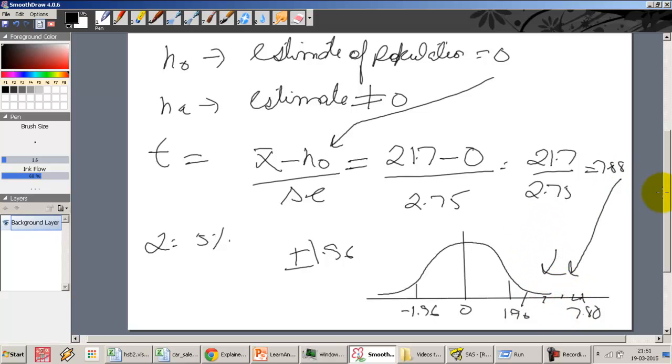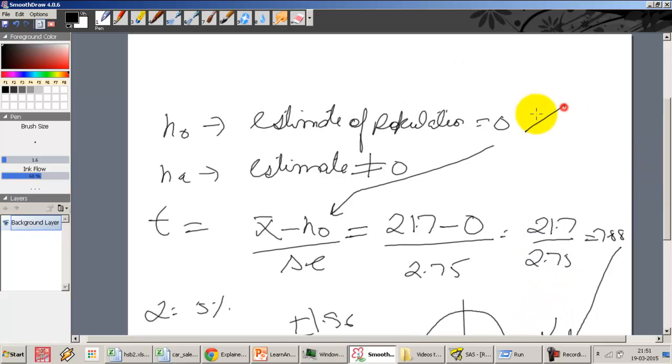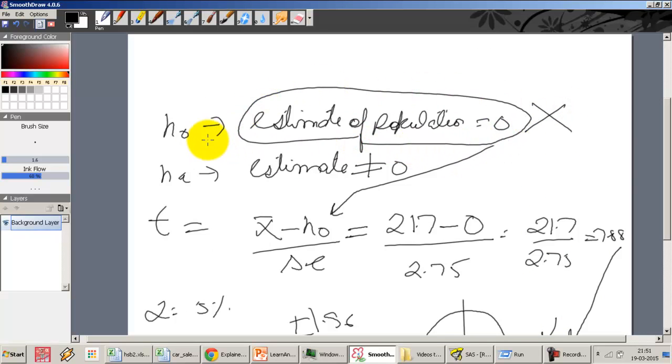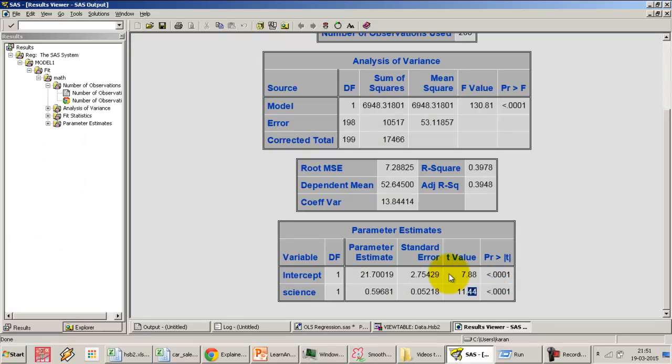So therefore we reject the null hypothesis. The null hypothesis is rejected: the estimate of the population is not 0, and we go with the alternative hypothesis. So essentially what we are doing is checking if this estimate using the sample is significant or not. In this case, the p-value is less than alpha, so we say it is significant. The same thing we are testing with the parameter estimate.